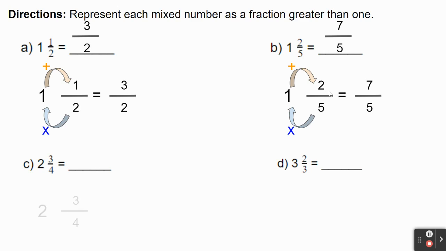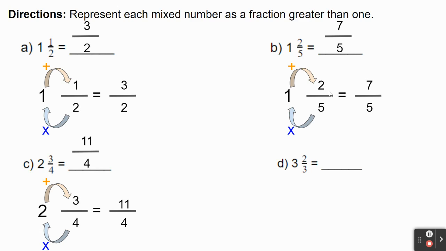For C, we have 2 3/4. We can multiply the denominator times the whole number. So 4 times 2 is 8, plus the numerator 3. 8 plus 3 is 11. So our numerator is 11, and the denominator stays the same as 4. So 2 and 3/4 is equivalent to 11/4.